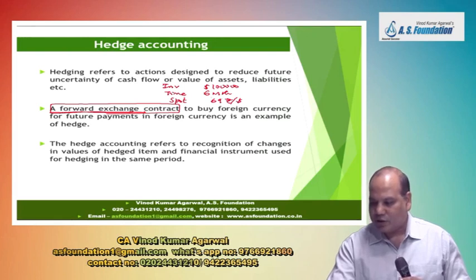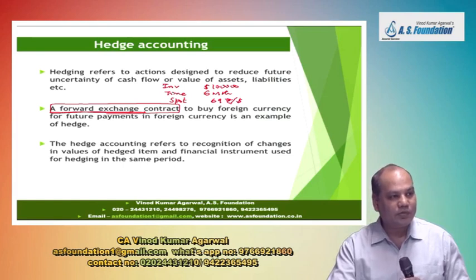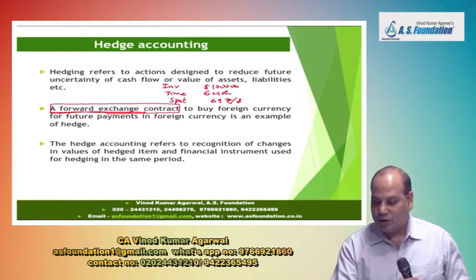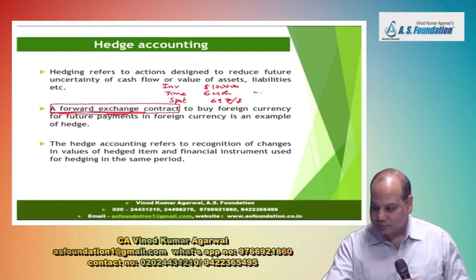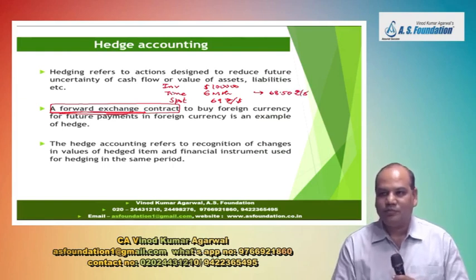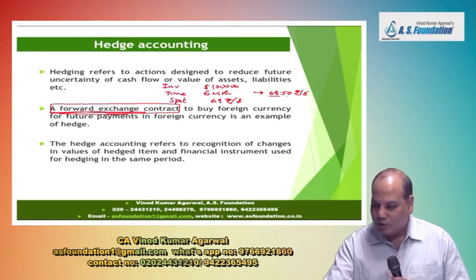But then there is a risk that this may fall. And if it falls, I will get fewer rupees. So I go to a bank and I enter into a forward contract. The bank says after 6 months, we will convert your dollar into rupees at 68.50 rupees per dollar. Do you agree? So I'll say, okay, yes, I agree. So I will lock the rate.